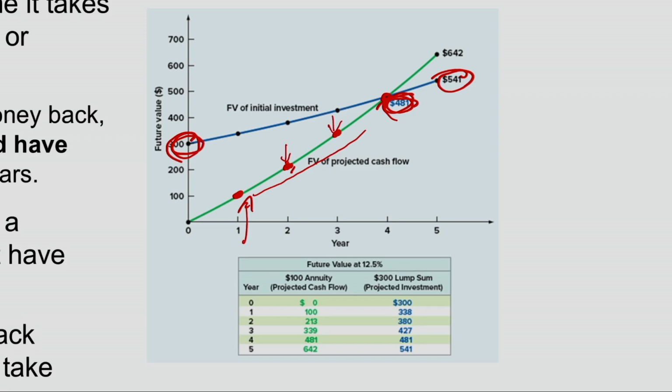And that too is the payback for the discounted payback rule. Now the total future value of the cash flows is out here at 642. And we can compare that to the future value of the cost of the project being 541. And that tells us that, yes, the NPV is going to be positive.